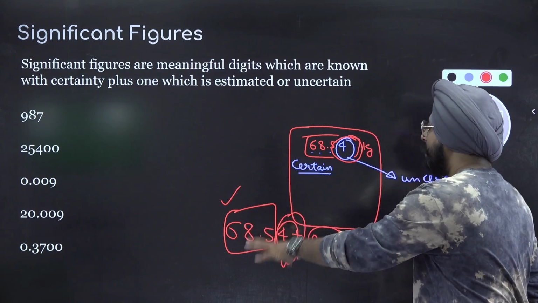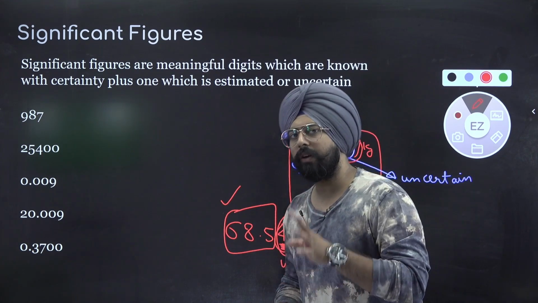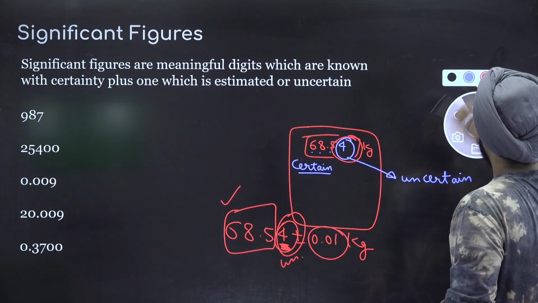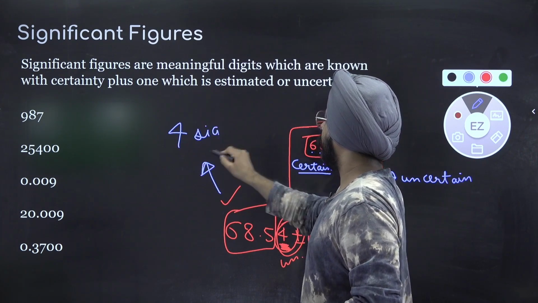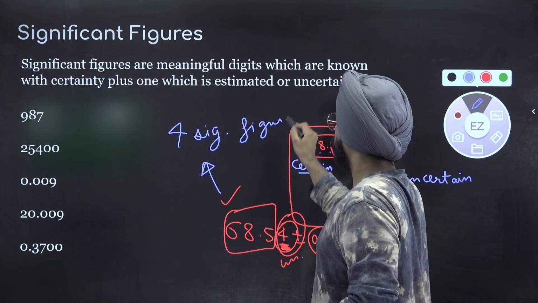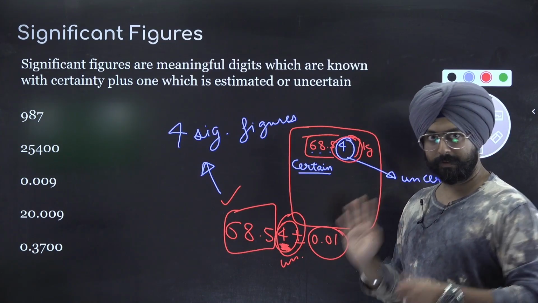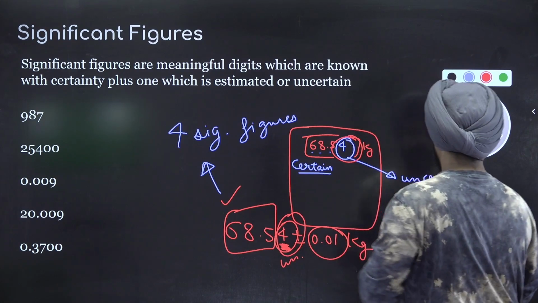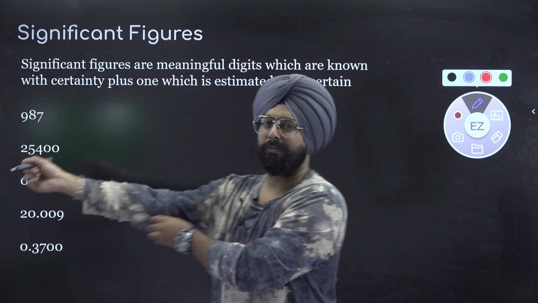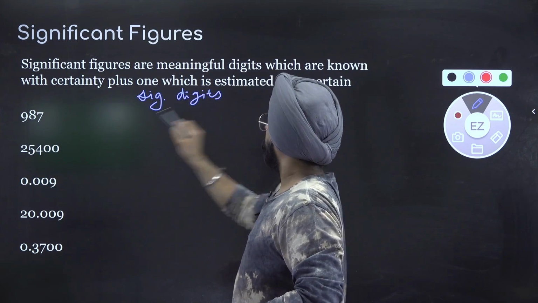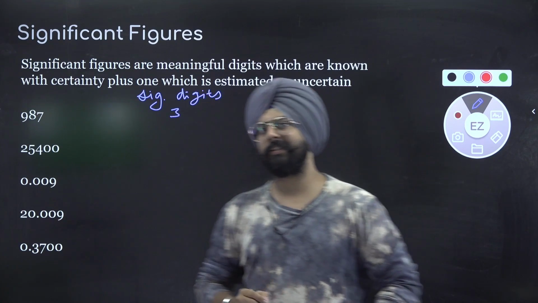Got it? So how many significant figures are there in this number? 68.54. How many significant figures are there? Over here, my dear friends, you have 4 significant figures. 4 significant digits in this particular number. Fine. Now, this was a simple case. Let's come to these examples which are a little more interesting. The first one is very simple. Obviously, how many significant digits? 3.